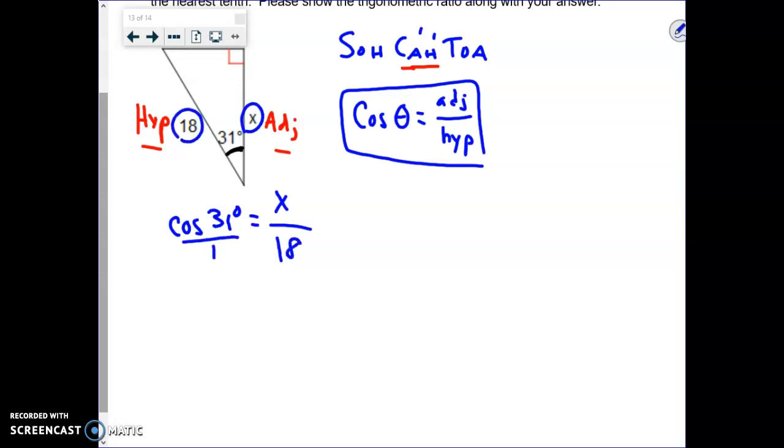Put this over 1 and you just cross multiply. So x times 1 is x, and that's equal to 18 times the cosine of 31 degrees. So this should be pretty straightforward. You just take 18 in the calculator times the cosine of 31 degrees. Now again, if you're using an older calculator, you probably have to type in the cosine of 31 first. Then take that answer times 18. And you should get about 15.429.